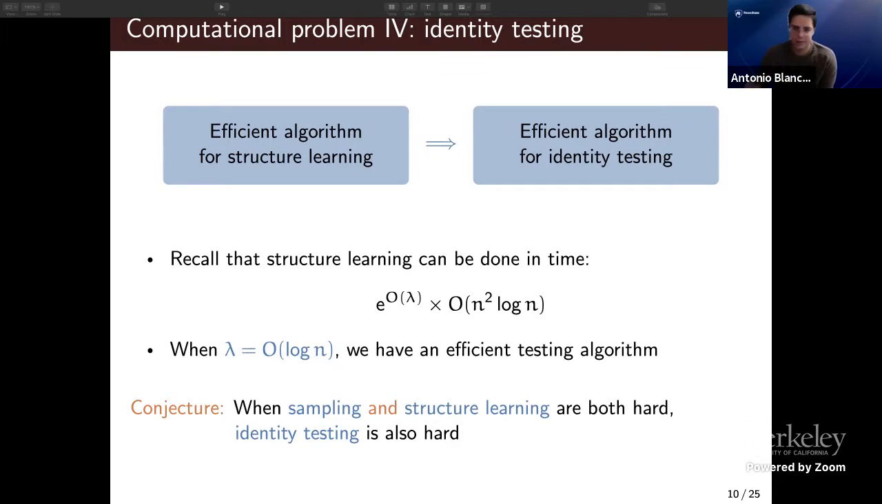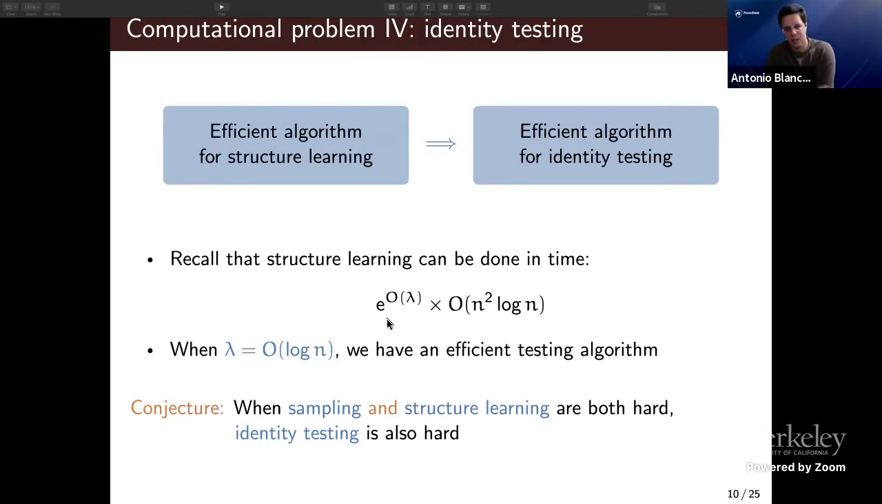But recall that we have a structural learning algorithm, say the algorithm of Vuffray and others. Now we have others that can do this task of learning in time exponential in the sparsity times n squared log n. So in particular, when the sparsity is bounded by log n, we end up with a polynomial time testing algorithm.